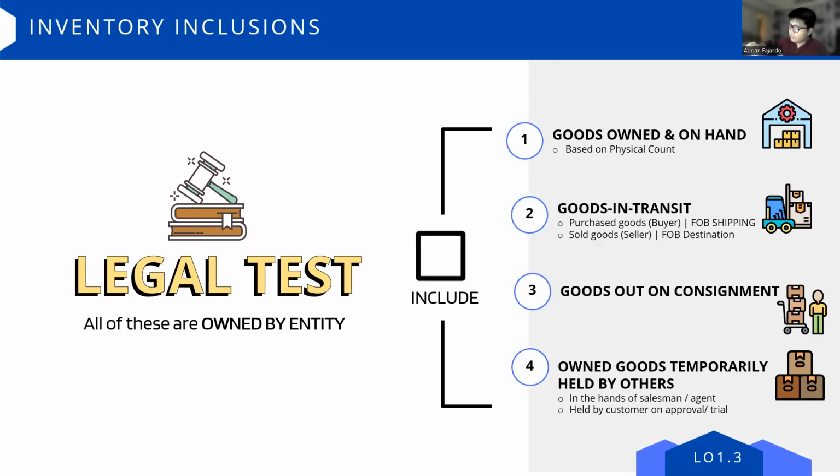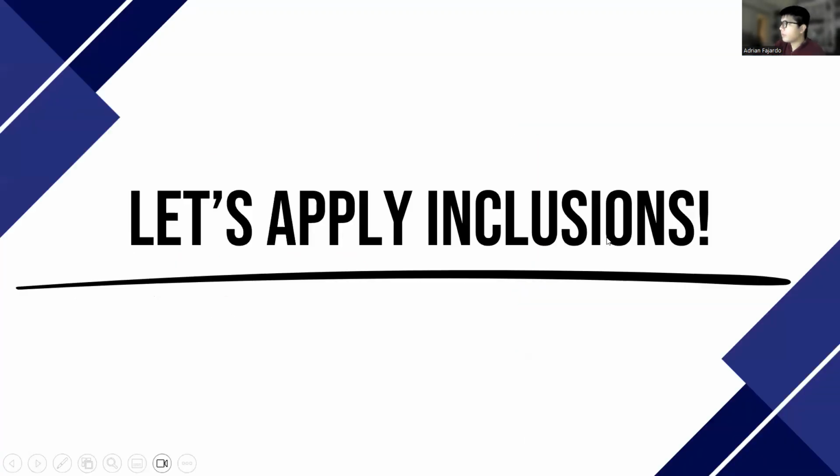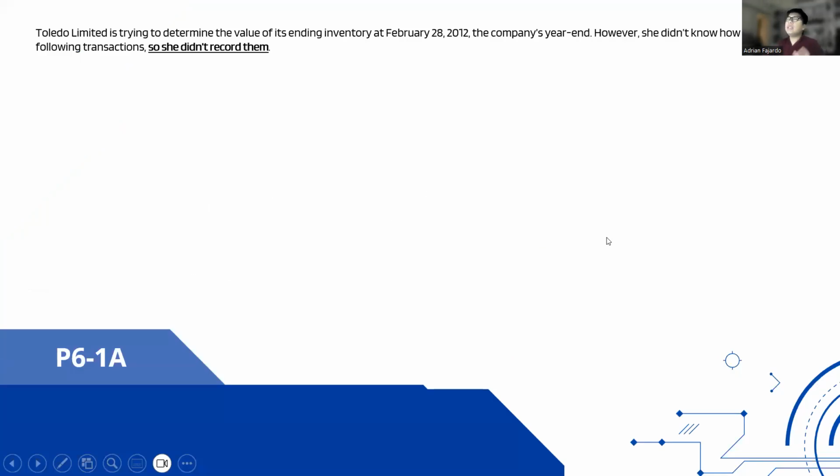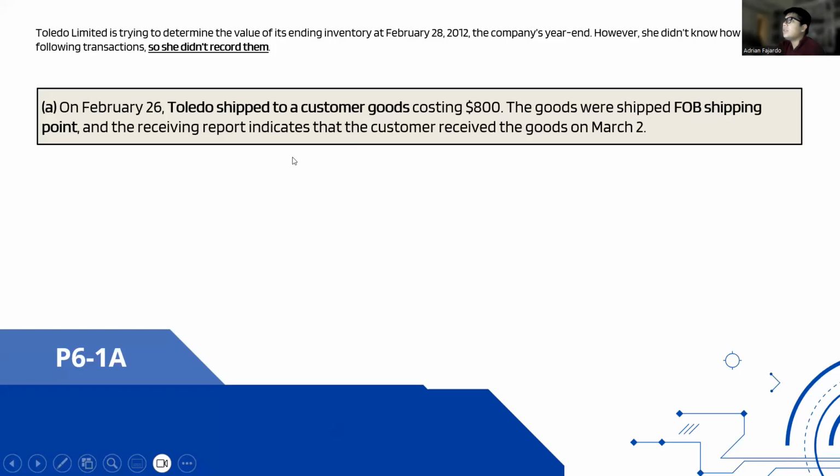So ito is the easiest out of the 5 subtopics that we will be talking about. So let's apply the inclusions. So basically, the homework lang naman here or parang the exercise would be include or exclude. So on February, nag-ship ka raw ng customer goods costing 800. The goods were shipped FOB shipping point.